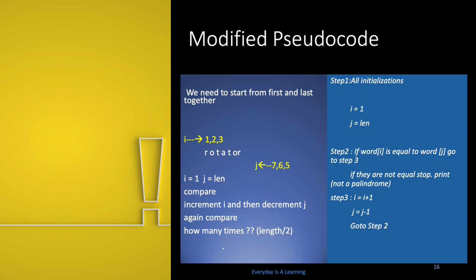So with this, now let's write our pseudocode. Our step 1 is all the initialization. So we know I has to be initialized as 1 and j as the length of the word. And what do we have to do next?